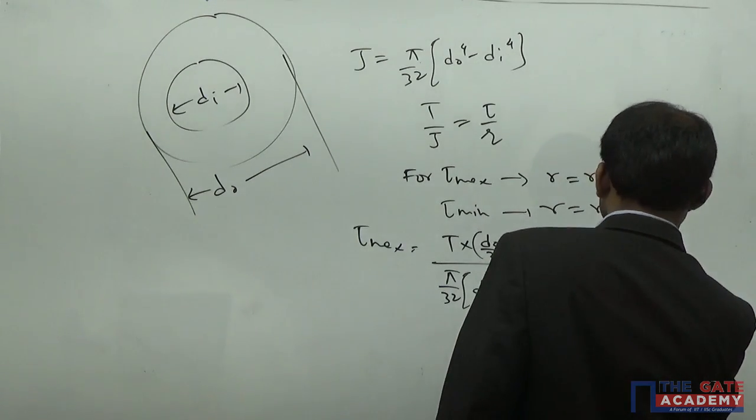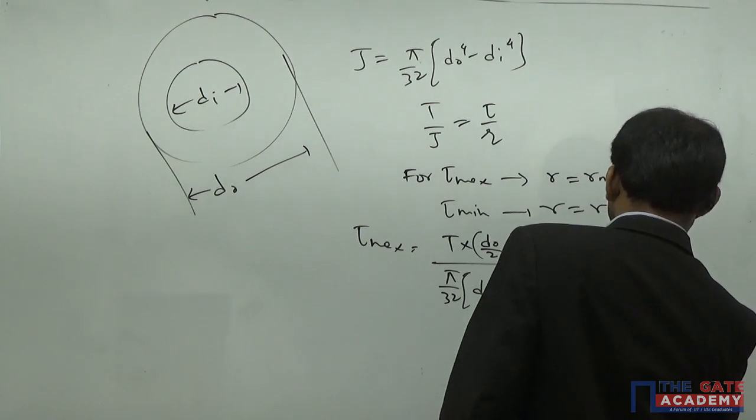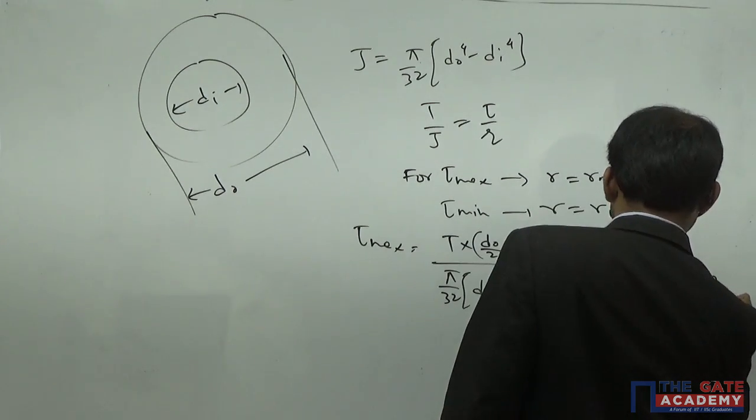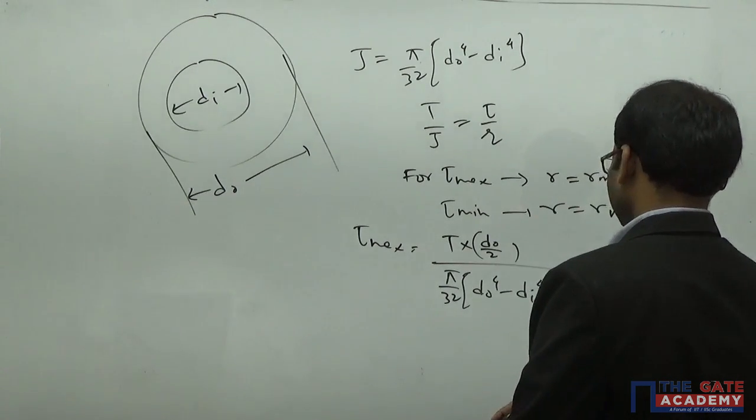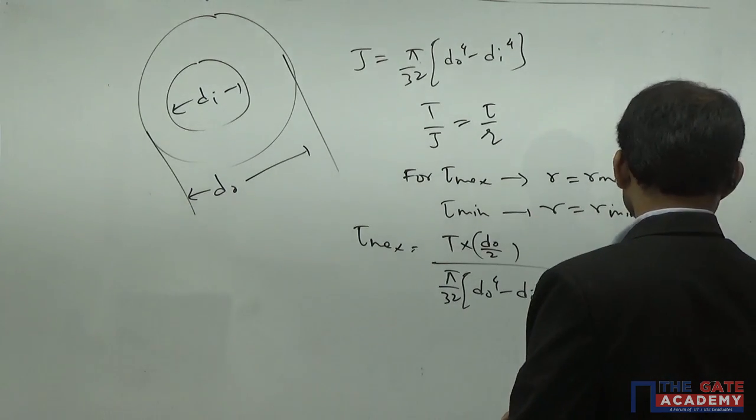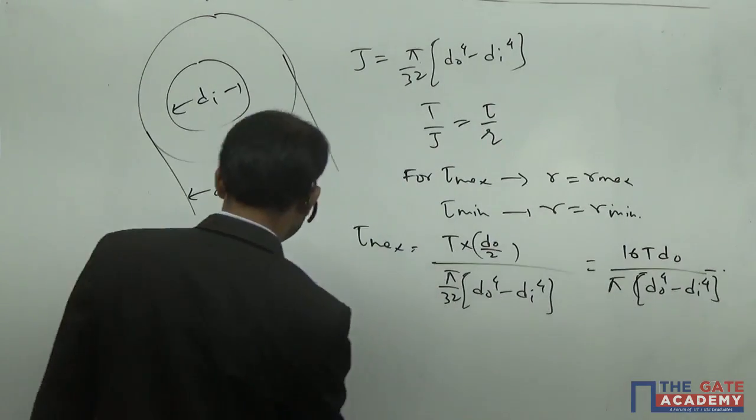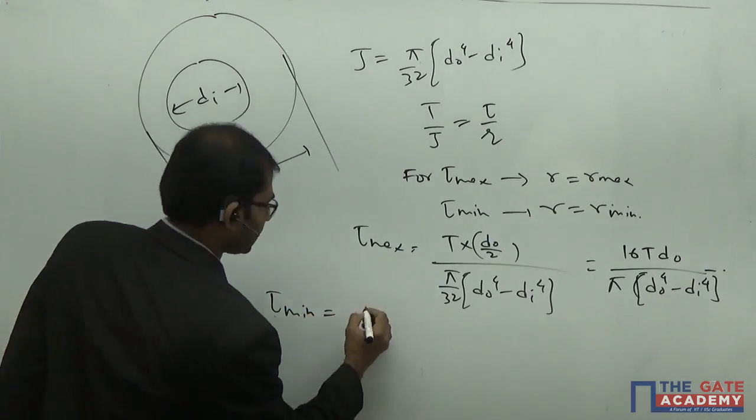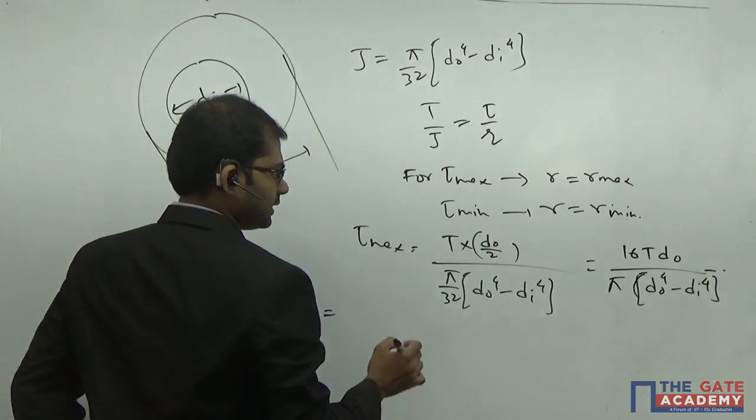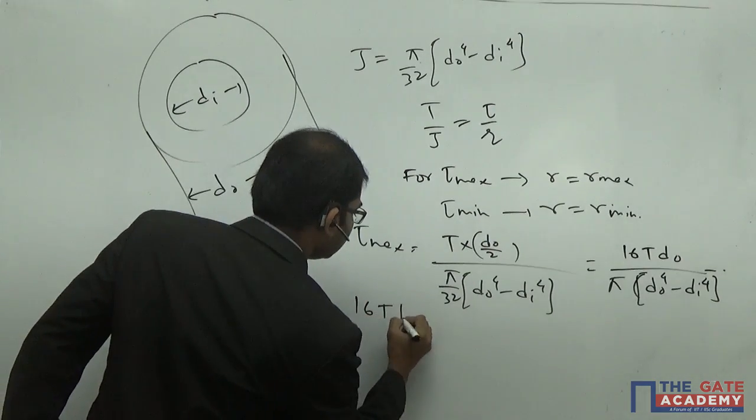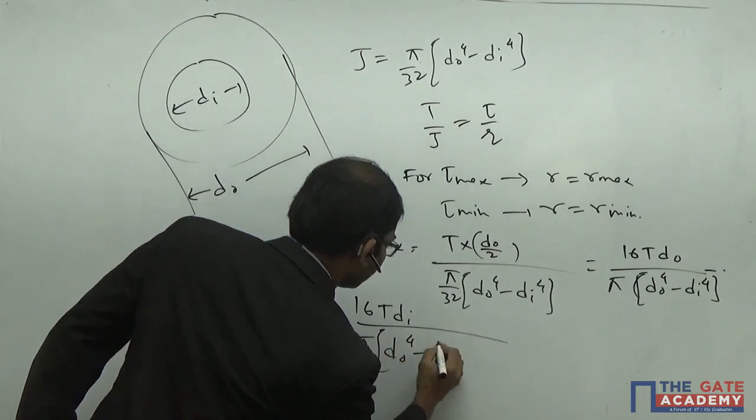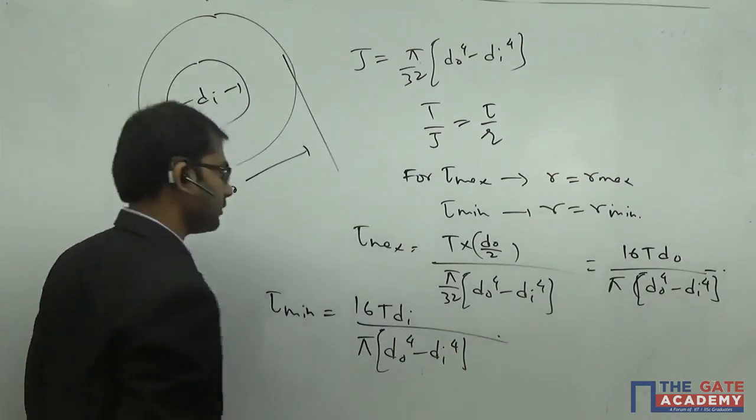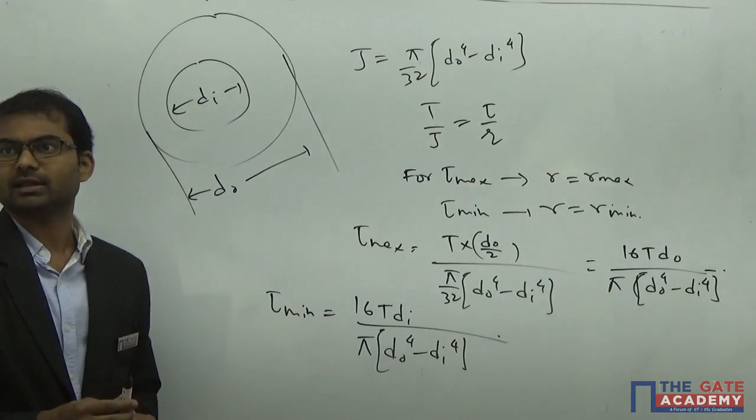16 T d naught by pi of d outer power of 4 minus d inner power of 4 here, right? If you'd like to know the tau minimum value, you're going to take this value as d inner. So 16 T d inner diameter by pi of d outer power of 4 minus d inner diameter power of 4. This is how you're going to get the answer here.